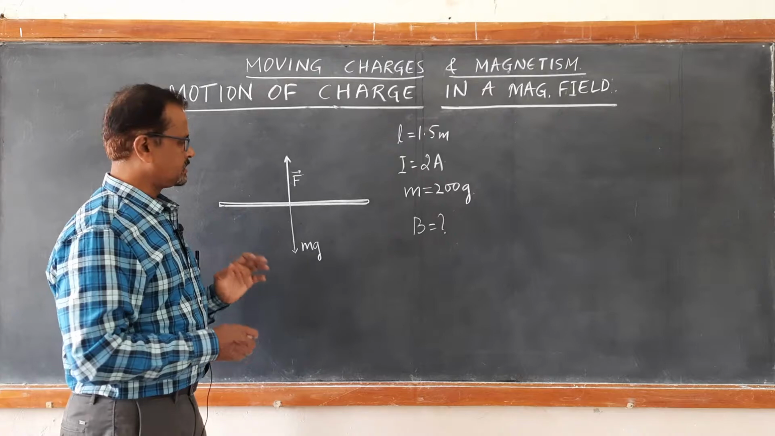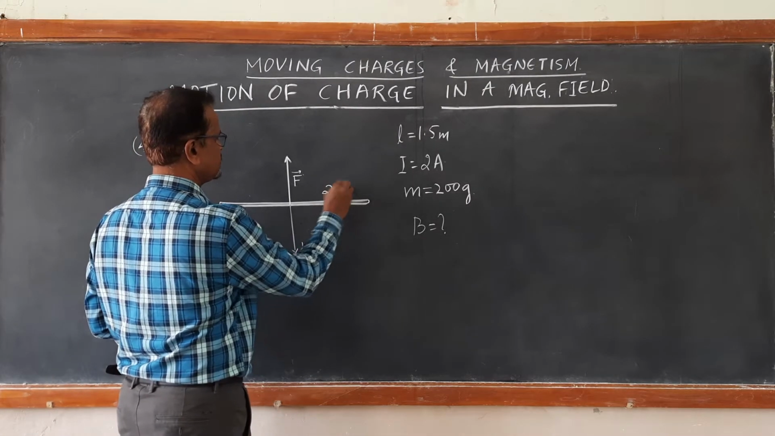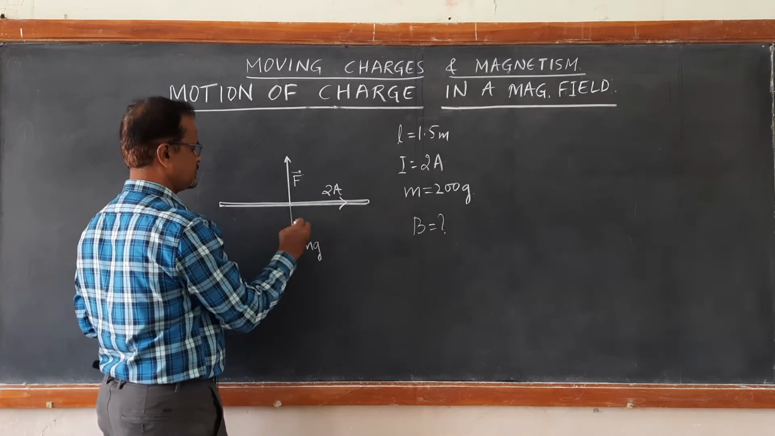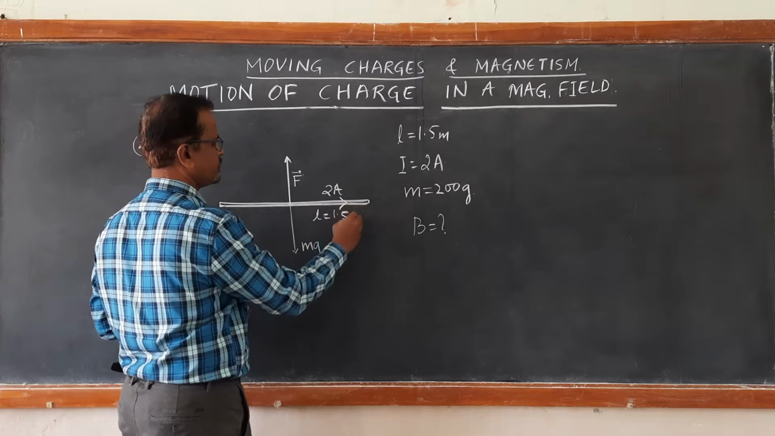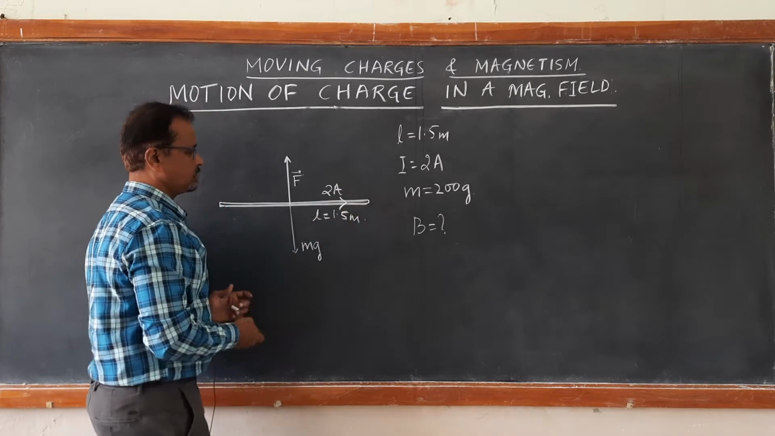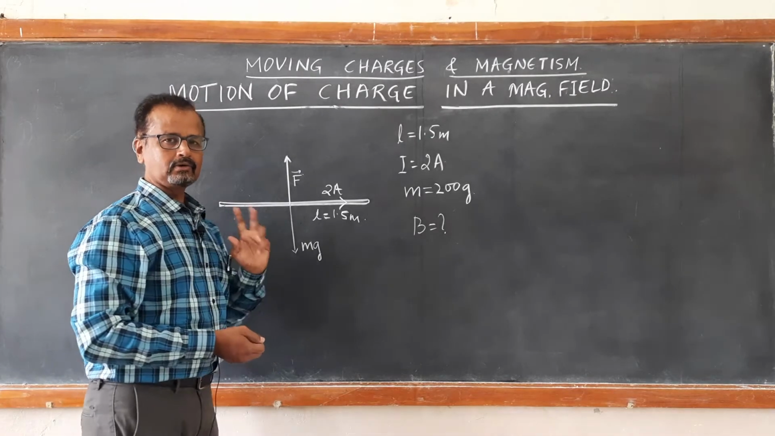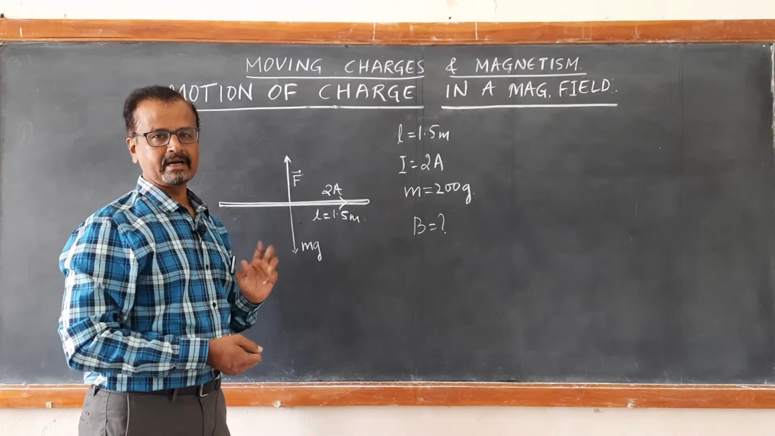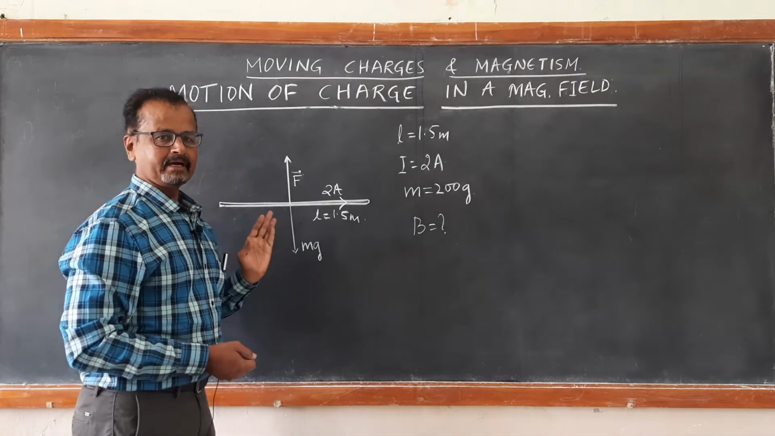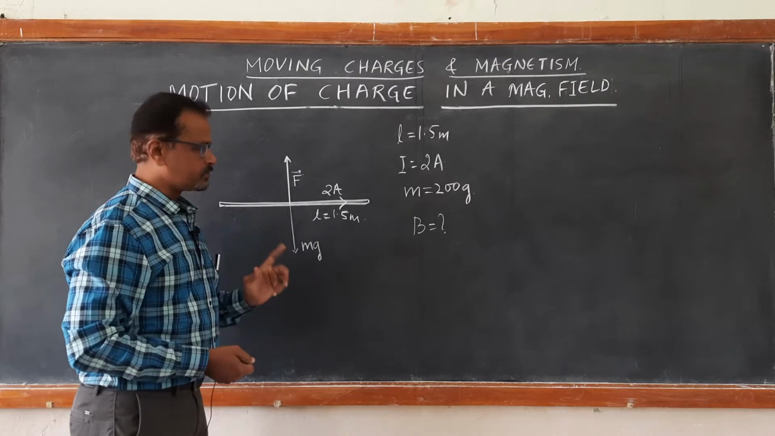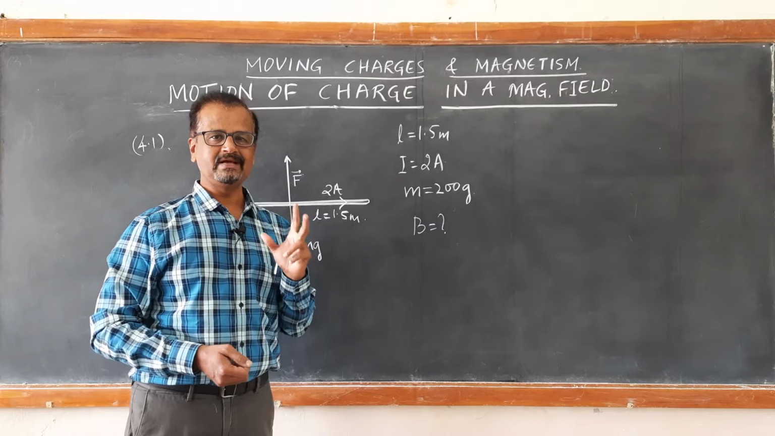That is the question. Let us assume that the 2 ampere of current is flowing in this direction from left to right, and the length of this conductor is, as given, 1.5 meter. So, this is a current carrying conductor held in a magnetic field. The question arises, what should be the direction of the magnetic field? We will find out the value of the magnetic field. The magnetic force is vertically upwards, so we need to use Fleming's left hand rule.